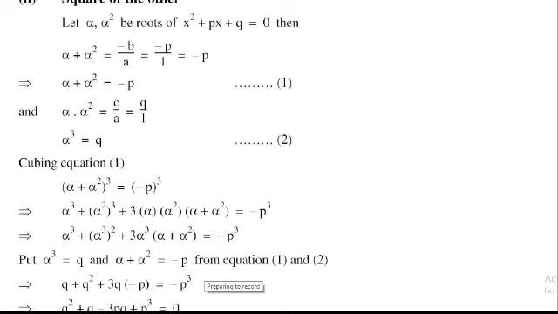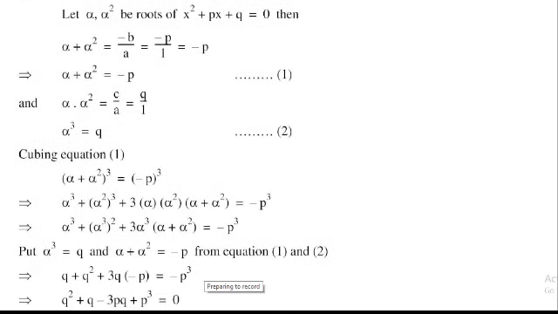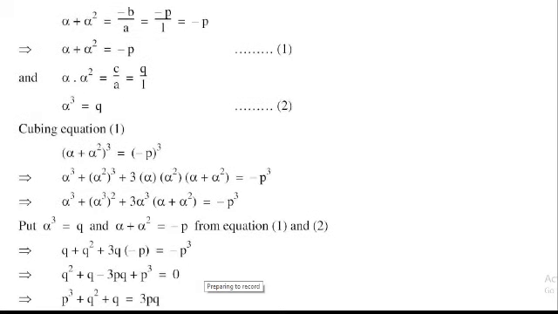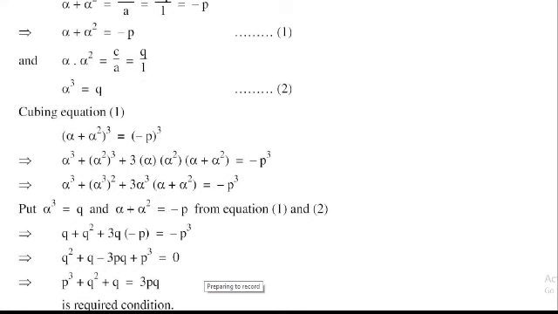So q square plus q minus 3pq, take right hand side minus p cube to the left hand side, sign will be positive, plus p cube is equal to 0. So p cube plus q square plus q is equal to 3pq is the required solution.